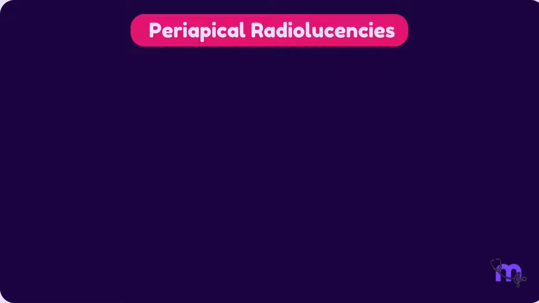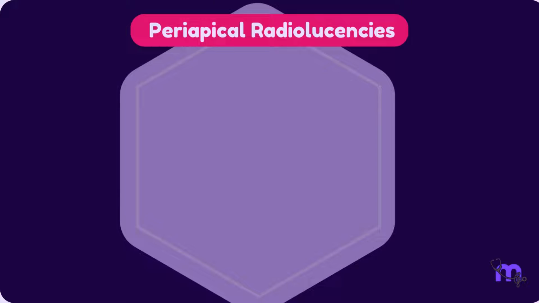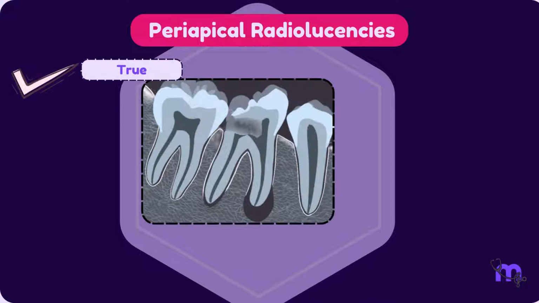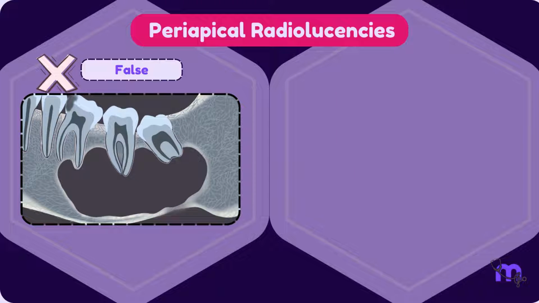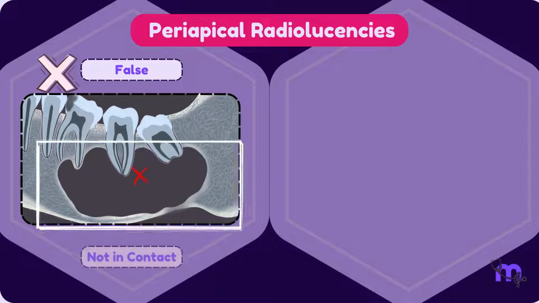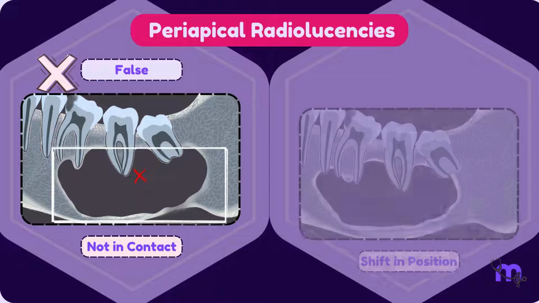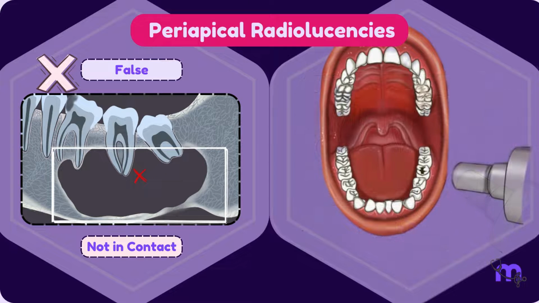Periapical radiolucencies can be divided into 2 categories: true and false. True ones are those in contact with the tooth and do not shift in their position when there is a change in the angulation. False periapical radiolucencies, not in contact with the tooth, shift in their position with a different angulation.